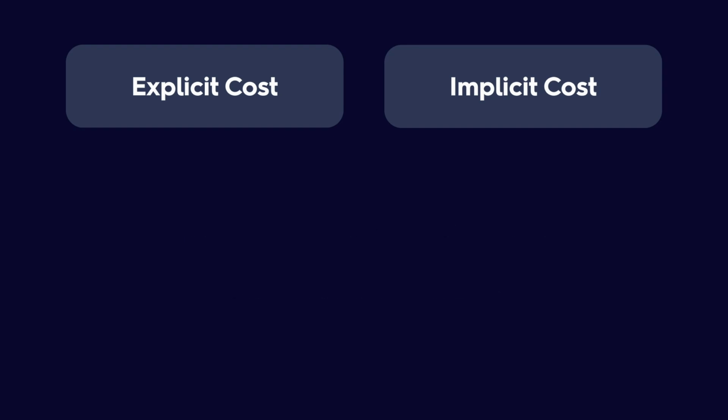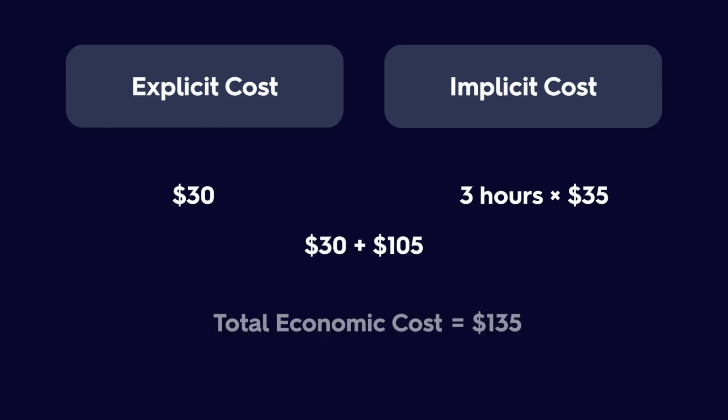Let's look at another example. A founder pays $30 for a software subscription. They also give up 3 hours of freelance work at $35 per hour to set things up. Total economic cost for this setup is 30 plus 105, which equals $135. Some situations are less obvious, so here are 2 tricky cases.